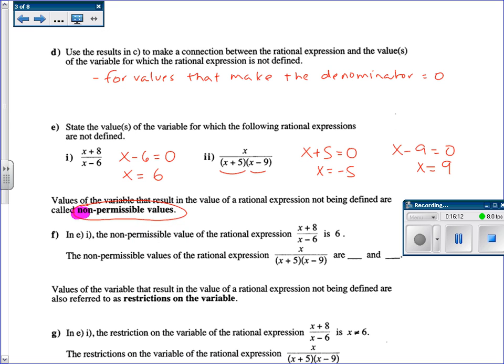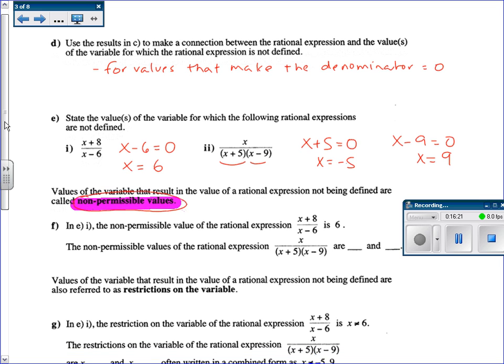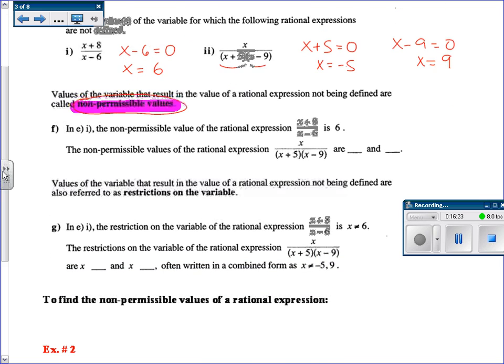Use purple. Okay? Non-permissible values. So the non-permissible value of the rational expression x plus 8 divided by x minus 6 is 6. The non-permissible values of the rational expression x divided by (x plus 5)(x minus 9) are -5 and 9.